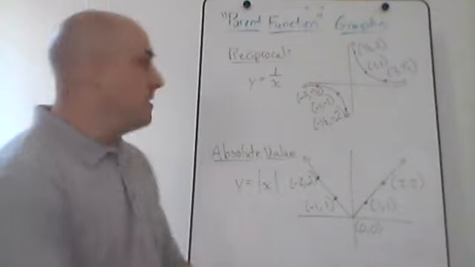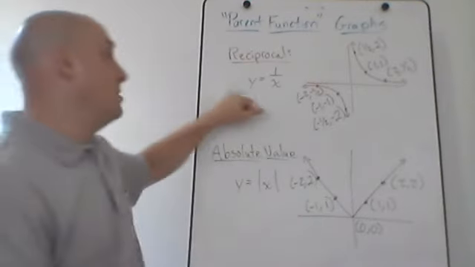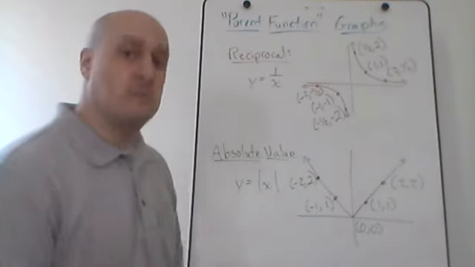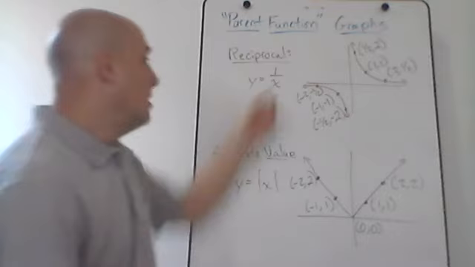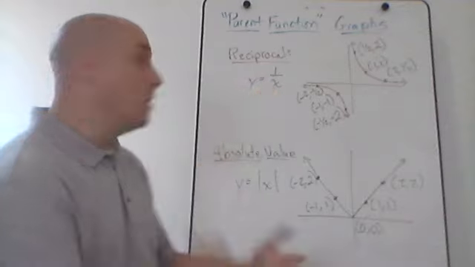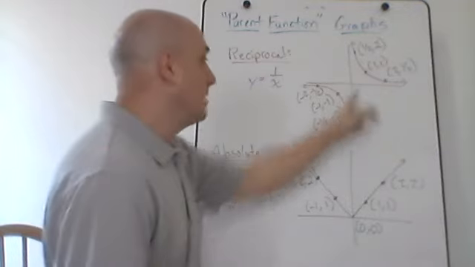All right, last couple of functions up here. We have the reciprocal function, y equals 1 over x. Remember, reciprocal means flipping over the fraction, so it's the reciprocal of y equals x, y equals 1 over x. The graph of that looks like this up here.